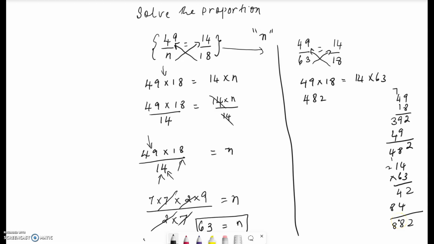882. Let's go back and check if there's an error here. Notice that what I have is a 4 that really should have been an 8, because 4 plus 3 is 7 and then the 1 is carried, so it's 882, not a 482. So both sides are equal to 882, which means n equals 63 is a solution to the given proportion.